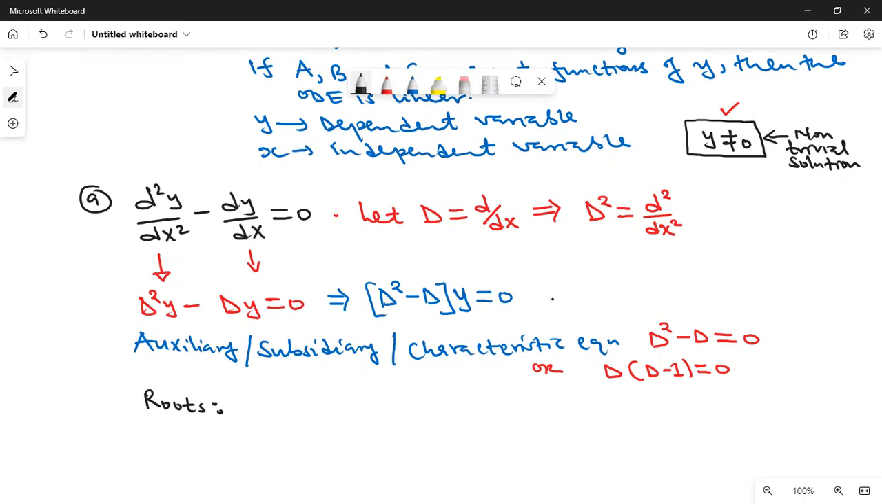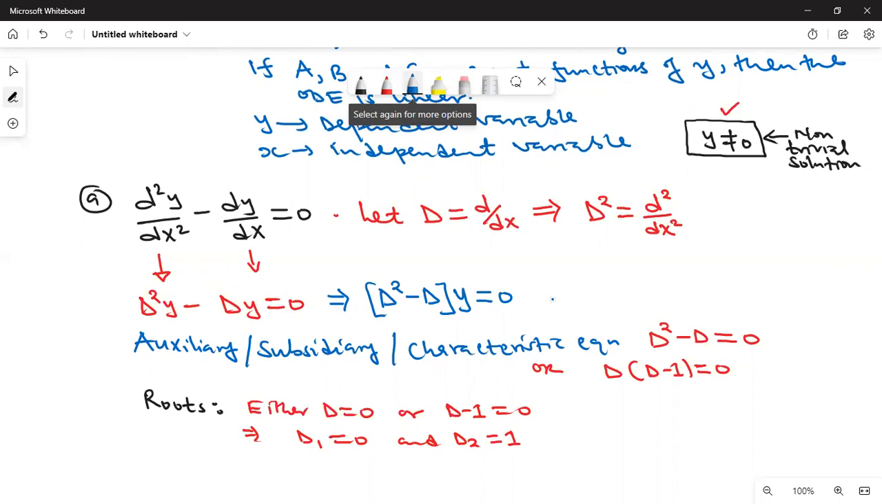Of course, there are two roots. Either D is 0, or D minus 1 is equal to 0. So this means that the first root D1 is equal to 0, and the second root D2 is equal to 1. 0 and 1 are real numbers. So these are real and distinct roots. The roots are real and distinct.